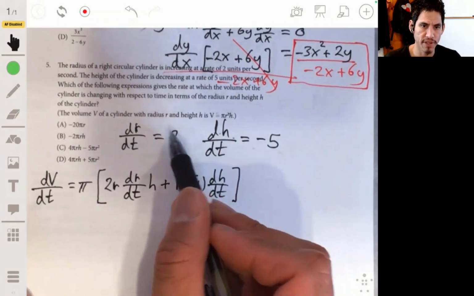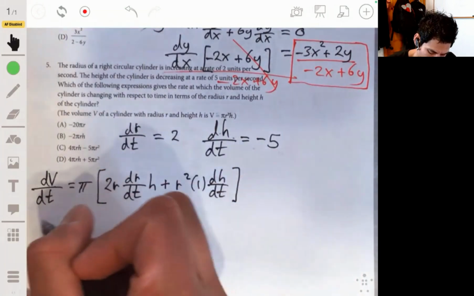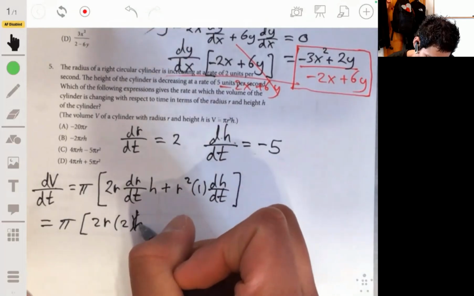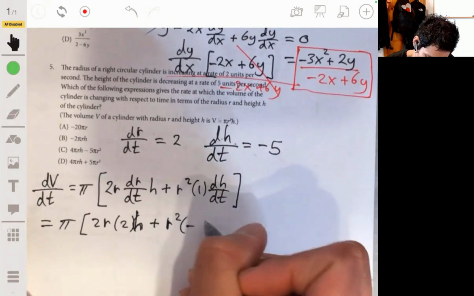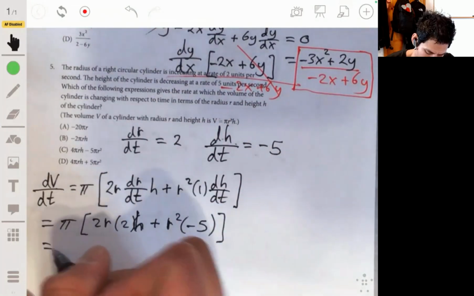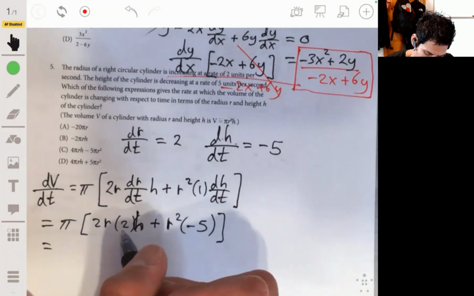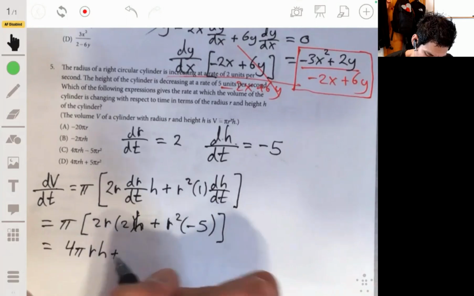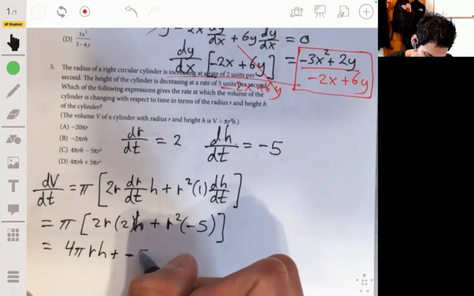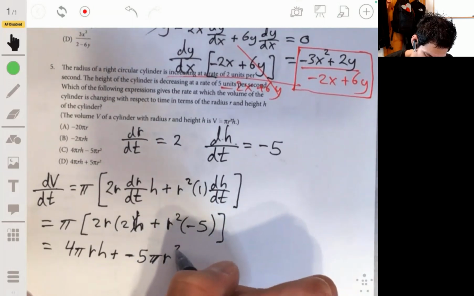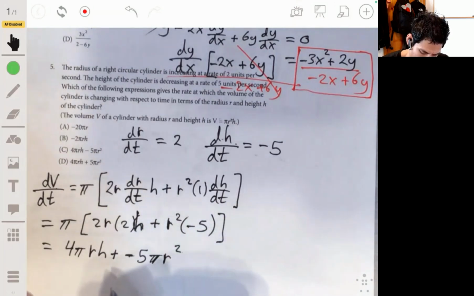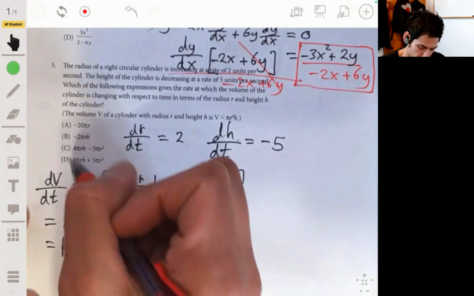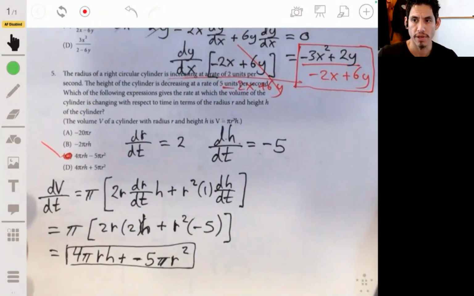And so now we just have to fill in the dr dt and dh dt with 2 and -5. And so we'll get pi times 2r times 2h plus r squared times -5. So factoring this all out, 4 pi rh plus a -5 pi r squared. And so the answer is just going to be C. All right, there you go. Hope that helps.